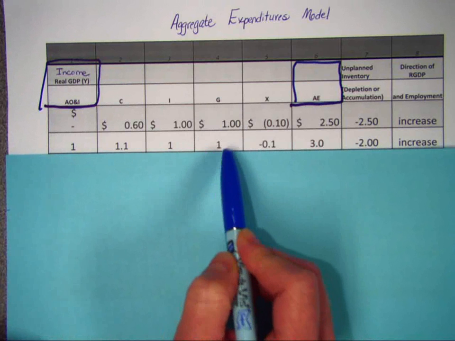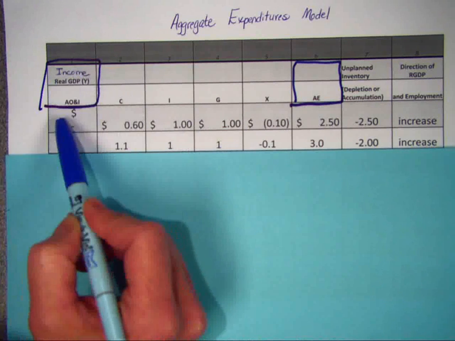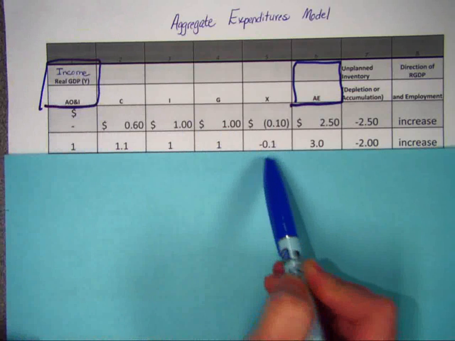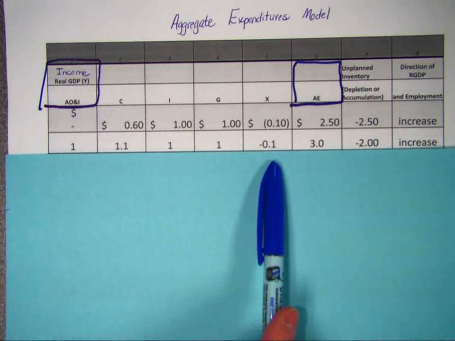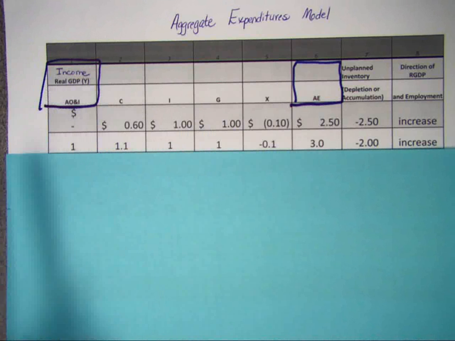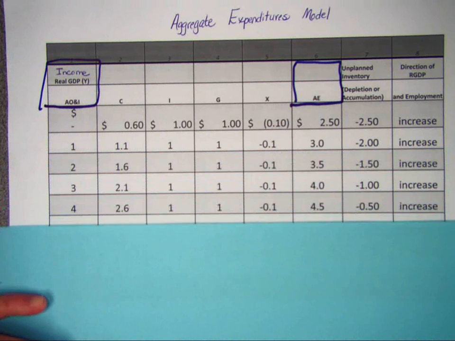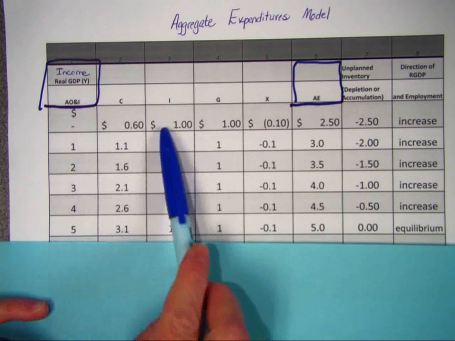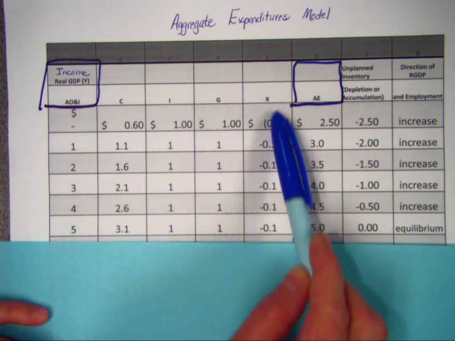So that is autonomous as well. It's not dependent on the level of income. And then finally, X, that also is autonomous because it is not dependent on the level of income or output. It's dependent on foreign policy, specifically foreign economic policy. So as you go down this entire table, you're going to see that business investment, government spending, and X are constant all the way down, okay?